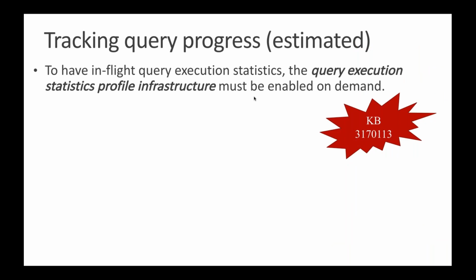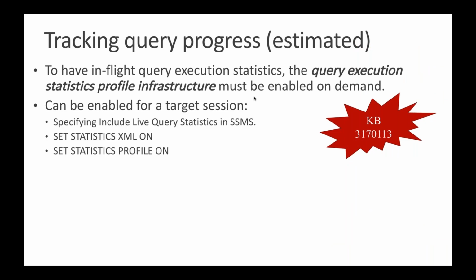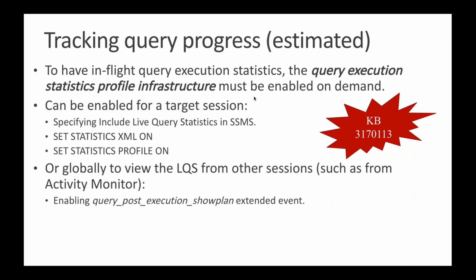This was something that got added in 2014 with 2016 Management Studio, to be able to have live query estimates, live query statistics. When this came out in 2016, you had the ability to see a live query execution plan. I believe 2014 also had the metadata there to run it, but it was very expensive to run. I'll have a table in this slide in a second that'll show you what the cost was in terms of performance, but it was quite expensive. Now it's a little bit better. You can also view the live query statistics from other sessions, for example, Activity Monitor, by enabling the query post-execution show plan XEvent.